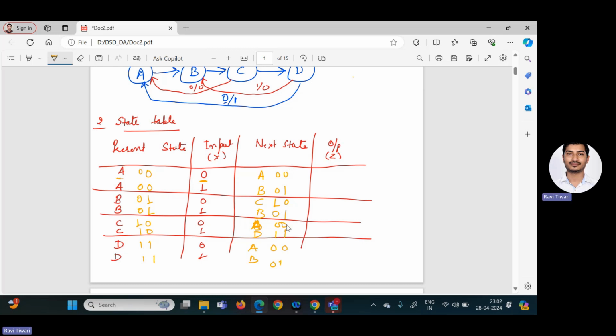Now we have the next state and output. Output is 1 only when you are moving from D to A. Whenever you are moving from D to A, your output is 1. For all other combinations, you see the output is 0 only.